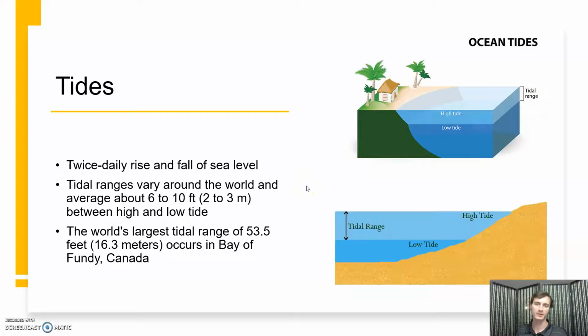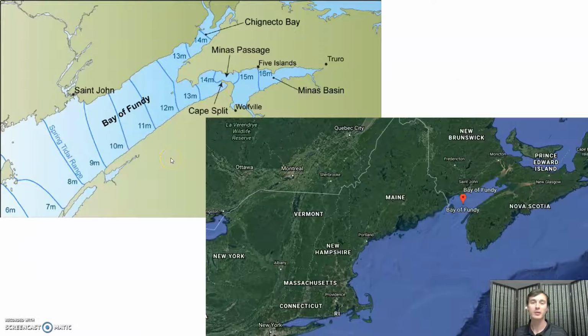Typically, these are going to be just maybe 6 to 10 feet, but there are certain places in the world where tides can be as much as 16 meters or even 50 feet or more. So these huge, almost 60-foot tides are going to be in the Bay of Fundy. It's going to be here between New Brunswick and Nova Scotia in Canada, very, very close to Maine. Right? So we have an increased tidal range as you get further into the bay.